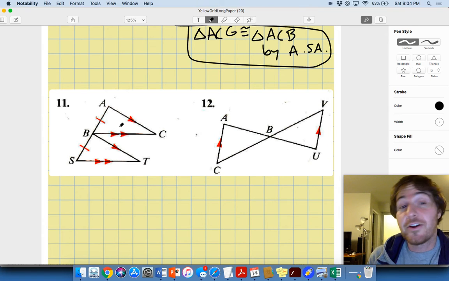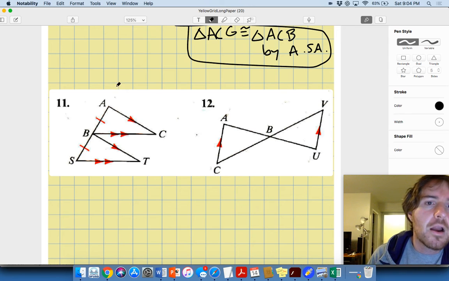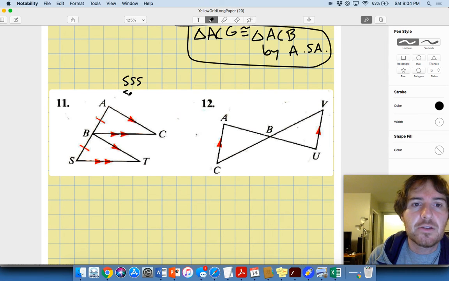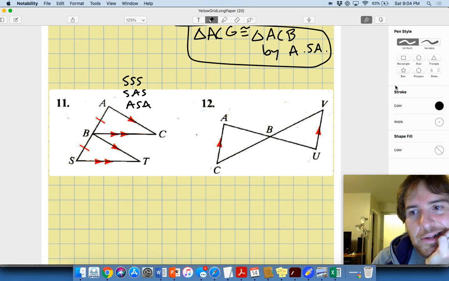All right, let's check this one out here. We've got parallel lines. Yes, parallel lines galore. Again, am I doing SSS? Am I doing SAS? Or am I doing ASA? Let's check it out here. Well, I've got a couple sides right there. That's very nice. I've got sides here. But you know what? I'm going to cross out SSS.